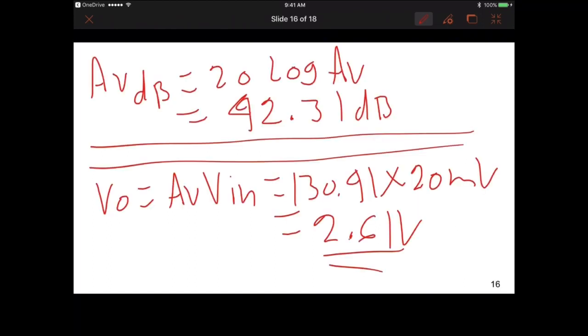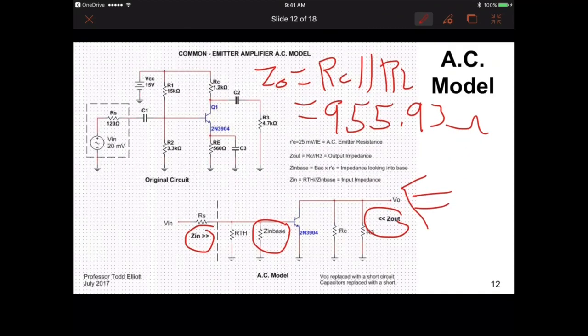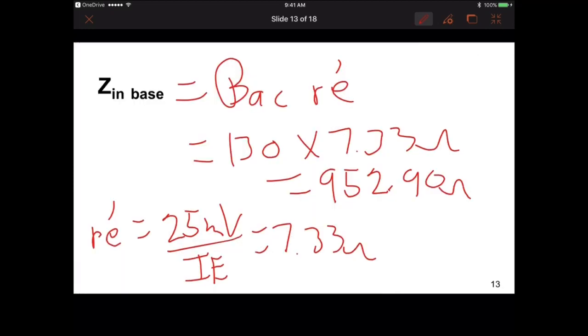Here I've included the source resistance. So we need to calculate what the AC voltage at the base is. We know Zin, we know Rs and Vin. Rs is the source output impedance at 120 ohms. Let's continue on with that.